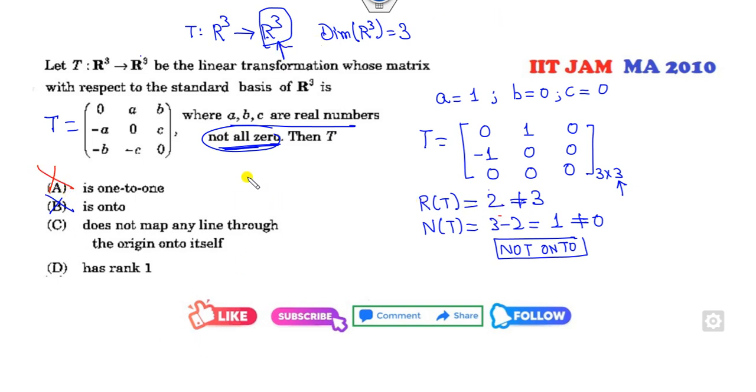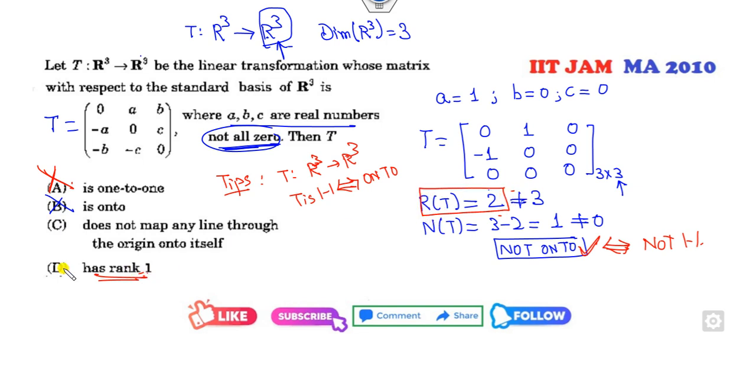Moreover, if you remember my earlier tips, if you have a mapping whose dimensions are the same, then it is 1-1 if and only if it is onto, and I proved that it is not onto, which implies that it is not 1-1. So the first option is cancelled. The rank is 2, but he said rank 1. This option is also cancelled. The only option left is the right answer.